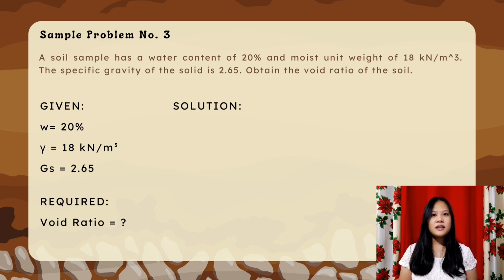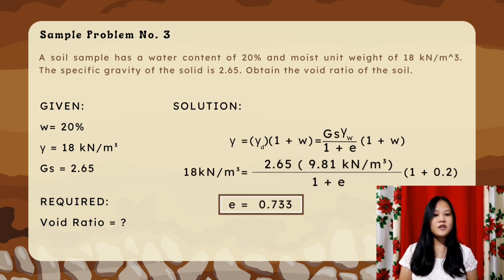Kung titignan natin, walang direct na formula ang void ratio para sa mga given natin. Hindi natin mahahanap yung void ratio gamit yung mga given natin. Dito na papasok na magde-derive tayo ng formula para makuha yung void ratio. Ang pwede natin gamitin ay ang formula na unit weight, since may given din tayo na unit weight. Ang pwede natin gamitin ay ang unit weight is equals to dry unit weight times 1 plus water content.